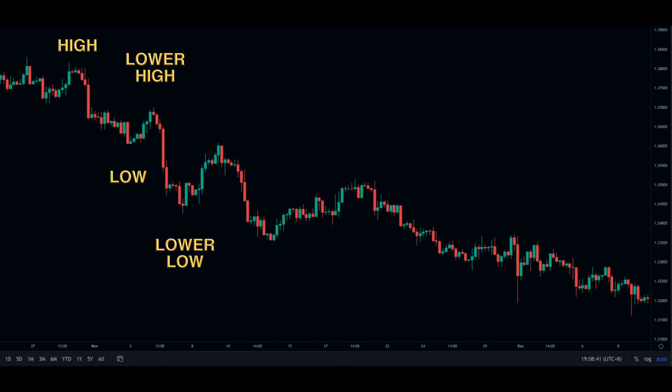Now if we draw a level at this swing low and extend it further out in time, you'll notice it acts as resistance when price pulls back into that level before continuing down. We have a lower low form, and once again we see price pull back into the resistance that was formed at the previous swing low.